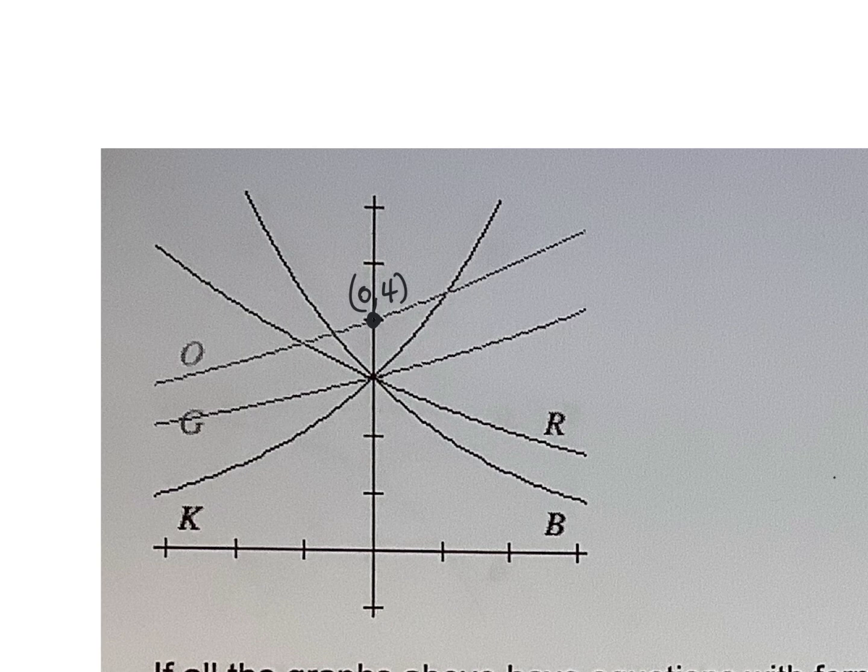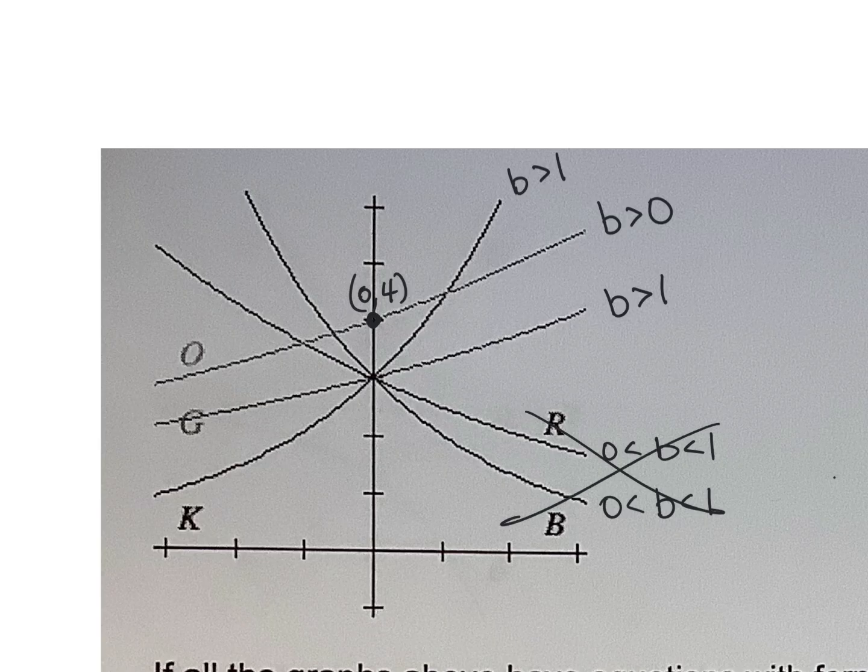Now the other two questions are asking about the biggest and smallest values of B. So without regard to your A value, we are looking at the others. When we are looking at this, R and B have values that are between 0 and 1. And then we know that those would be smaller, of course, than K, which is going to have a B greater than 1, and G, which is going to have a B greater than 1, and O, which is going to have a B greater than 1. So for all of those, we know then that R and B are out of the question. Those are the smaller B values.